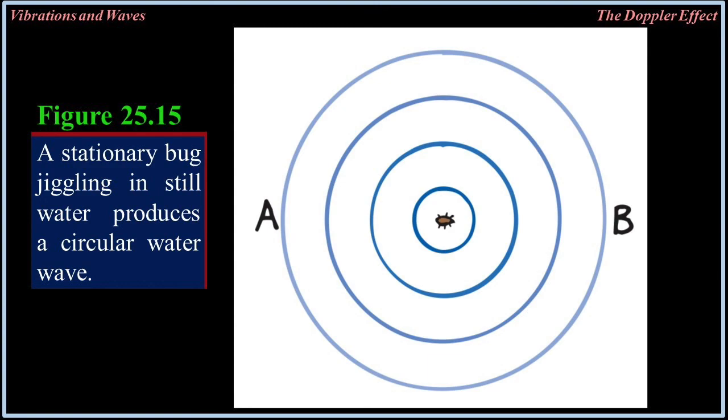Waves encounter point A as frequently as they encounter point B. This means that the frequency of wave motion is the same at points A and B, or anywhere in the vicinity of the bug. Figure 25.15: a stationary bug jiggles in still water and produces a circular water wave. This will become more important as the chapter unfolds.